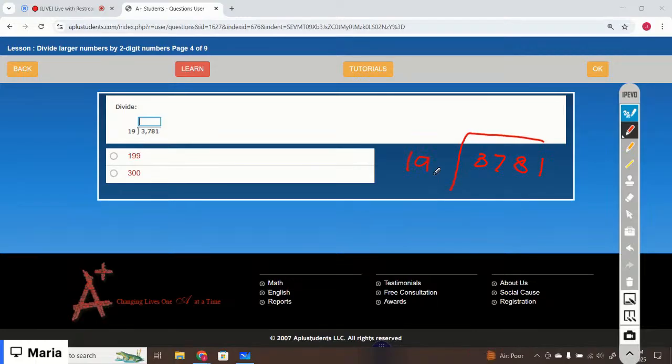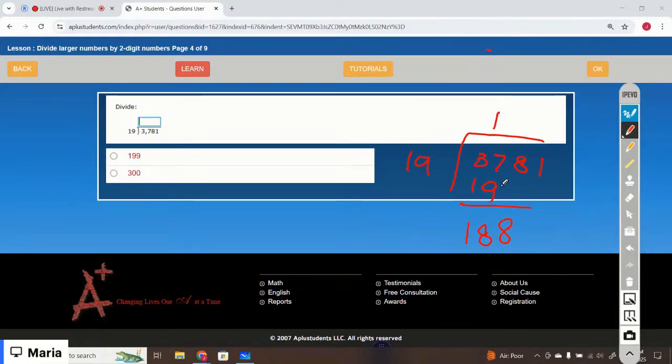We can go for 19 times 100 because 19 times 2 is 38, right? So it would be 37 minus 19 is 18. Bring the other 8 down. 19 times 1 is 19. So 37 minus 19 is 18.